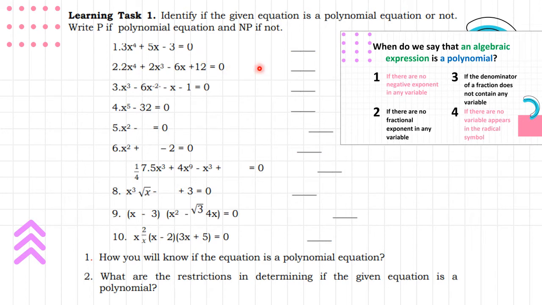Ano po? So ayan, pwede natin sagutan. Nilagay ko dito yung clue para madali natin matandaan. So, for number 1, 3x raised to 4 plus 5x minus 3 is equal to 0. So, we can easily determine this as what? Ano sa tingin nyo? Ito ba ay polynomial or hindi? Okay, very good. That is a polynomial. Kasi kung mapapansin natin, lahat naman positive yung nasa taas, walang fraction, walang denominator, and walang radical sign. Ano? So, for number 2, we have 2x raised to 4 plus 2x cubed minus 6x plus 12 is equal to 0.